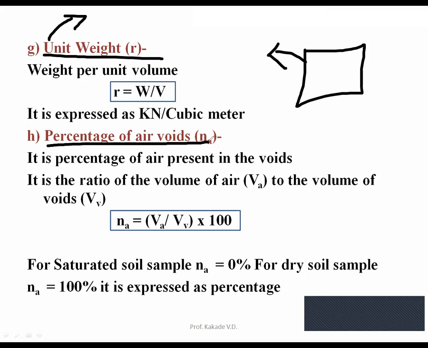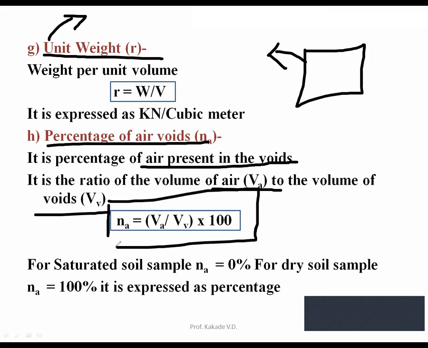Percentage of air voids is the percentage of air present in the voids. It is the ratio of the volume of air to the volume of voids. It is represented as na, volume of air to the volume of voids.